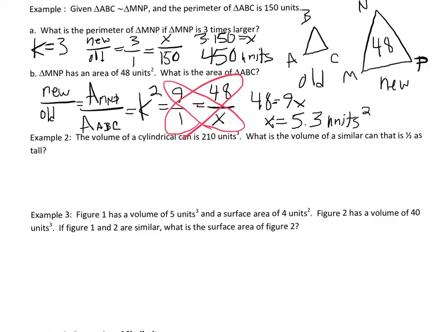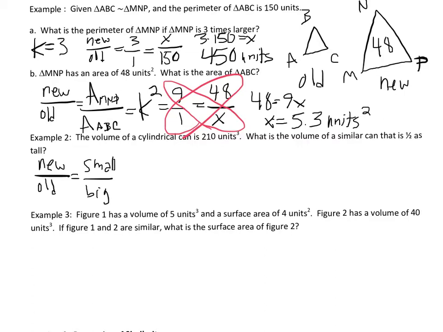All right, here we have a new example. The volume of a cylindrical can is 210 units cubed. What's the volume of a similar can that is half as tall? So I'm going to set up my proportion to be my new over old. Or I can think about it, my new one, it's going to be smaller. It's half as tall. So I'm going to do small over big. That just to keep things straight.